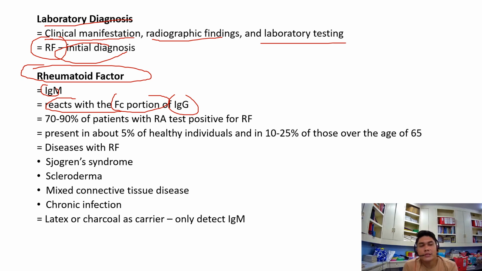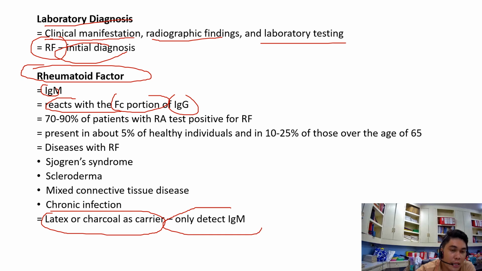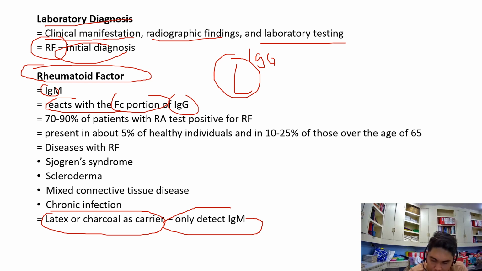Okay. Next, diseases with RF. You have your rheumatoid arthritis, then Sjogren's syndrome, scleroderma, mixed connective tissue disease, and chronic infection. So in rheumatoid factor testing, we usually use latex or charcoal as carrier. So it's latex agglutination. But the problem with this one, it only detects IgM. So in the latex agglutination reaction, you have latex coated with IgG, the antibody.